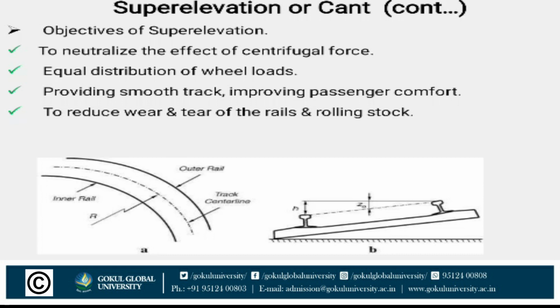The value of super elevation, not mentioned here but provided, is equal to GV square upon 127 R. G is equal to the gauge of the track, R is equal to the radius of the curve, and V is equal to the safe speed of the train in kilometers per hour.